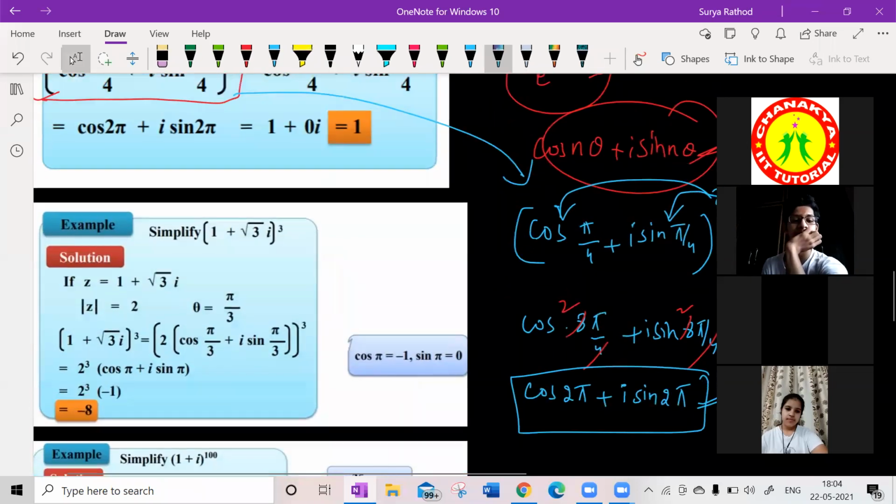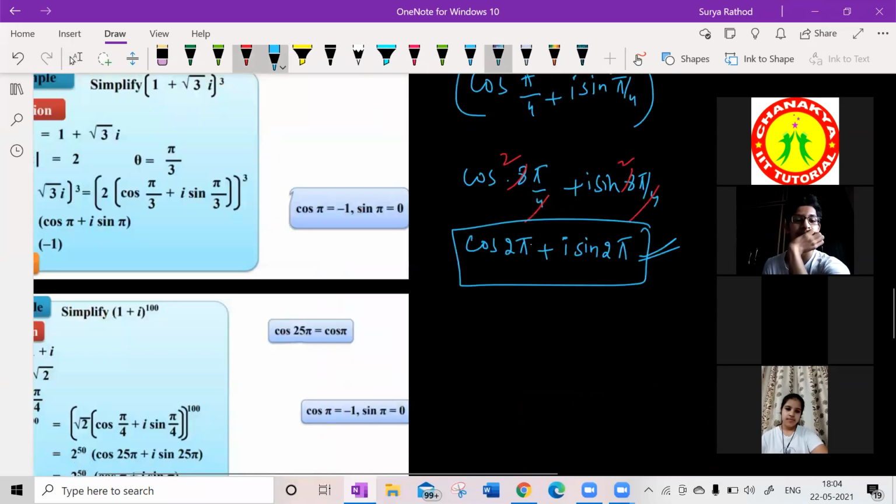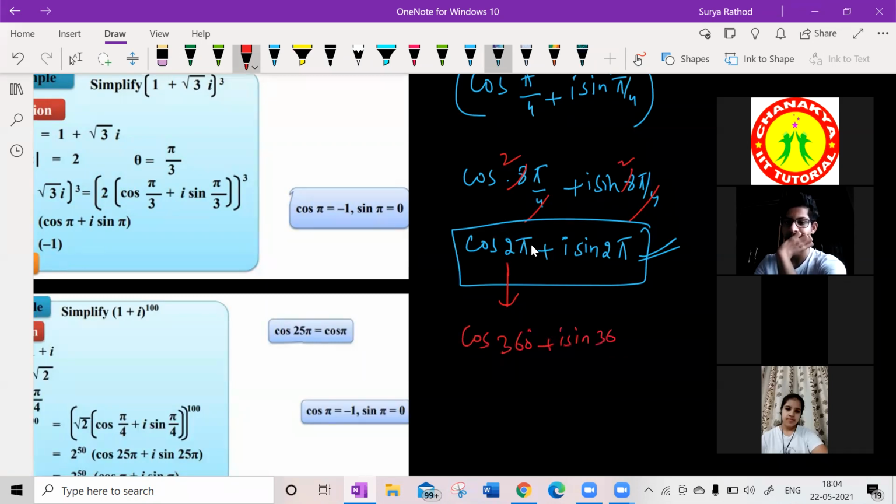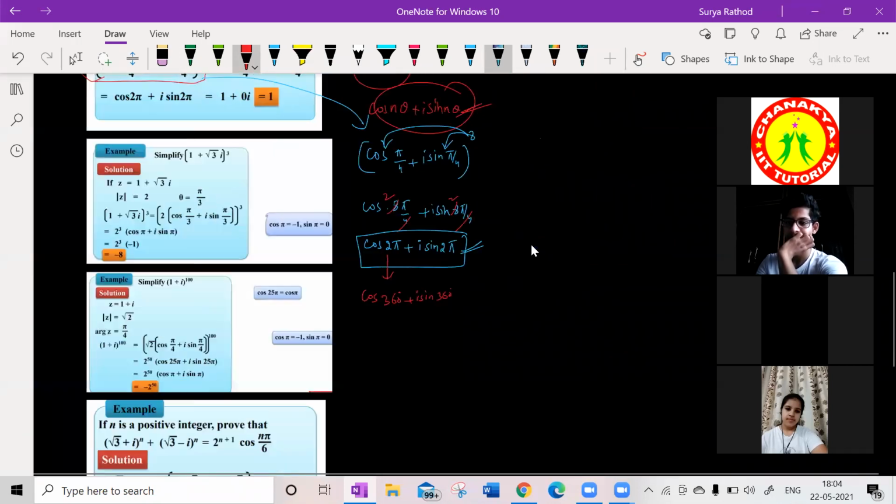Look at this. What exactly is the answer of cos 2 pi, which means cos 360 degrees? Cos 360 plus i sin 360. So what is the answer of sin 360 and cos 360?